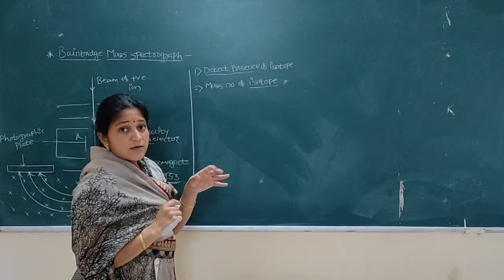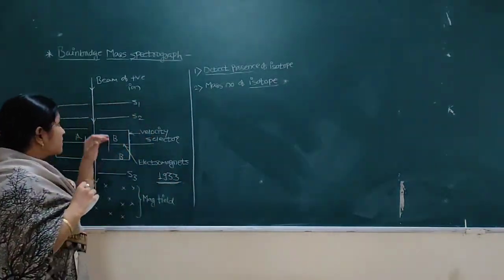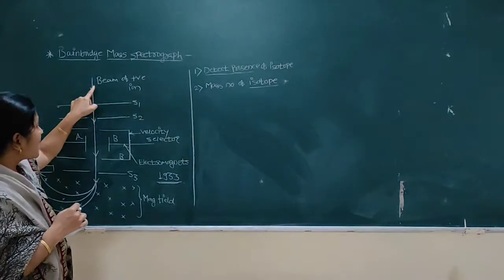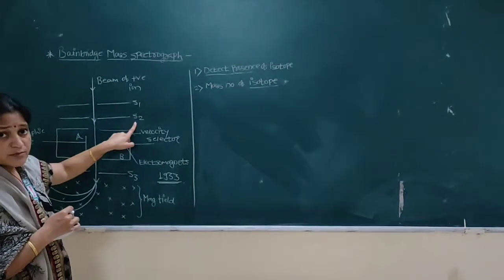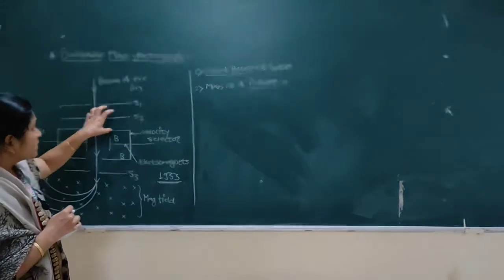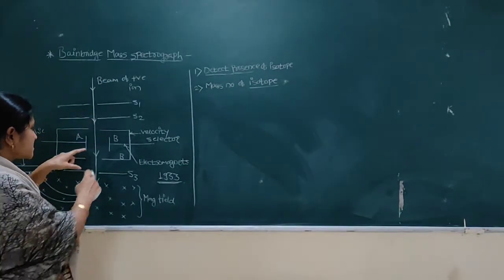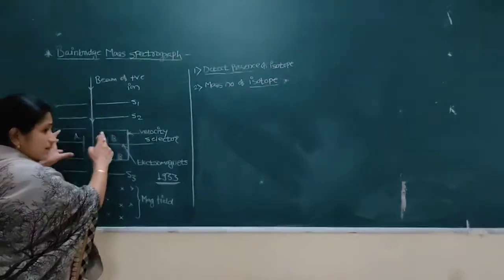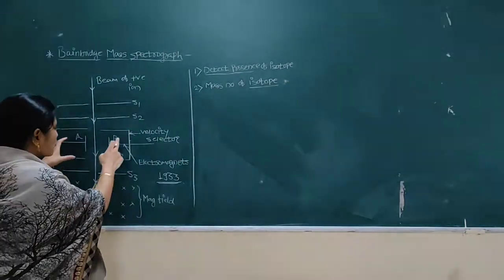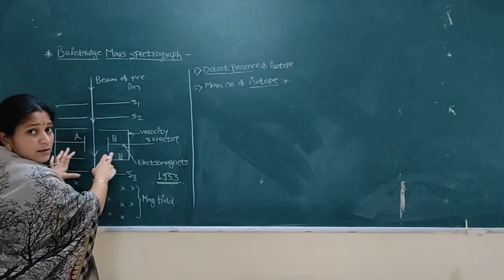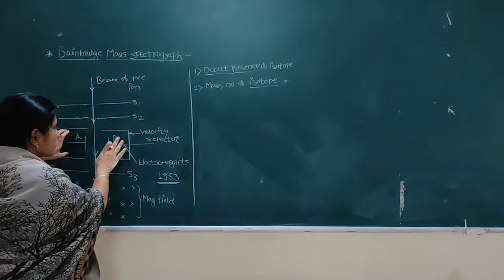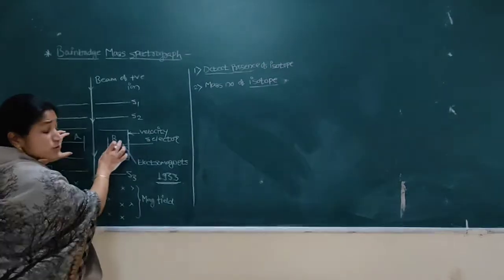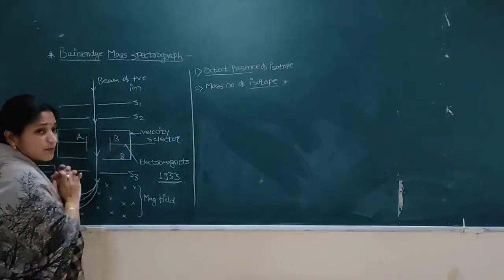Now we will explain briefly. For this, consider a beam of positive ions collimated, or passed through the slits S1 and S2. After that, the beam of positive ions enters the velocity selector, which consists of an electric field. Inside this velocity selector the electric field is produced by providing a suitable potential difference between the two plates.